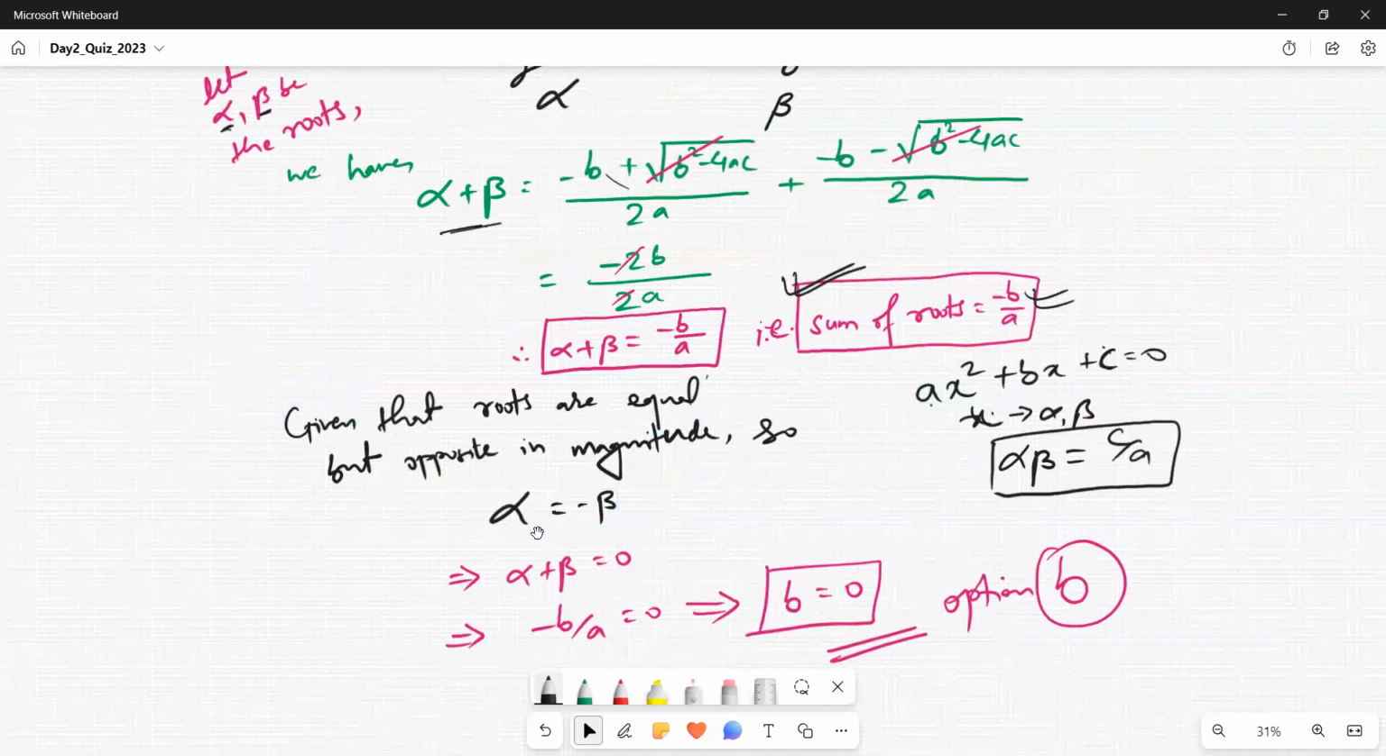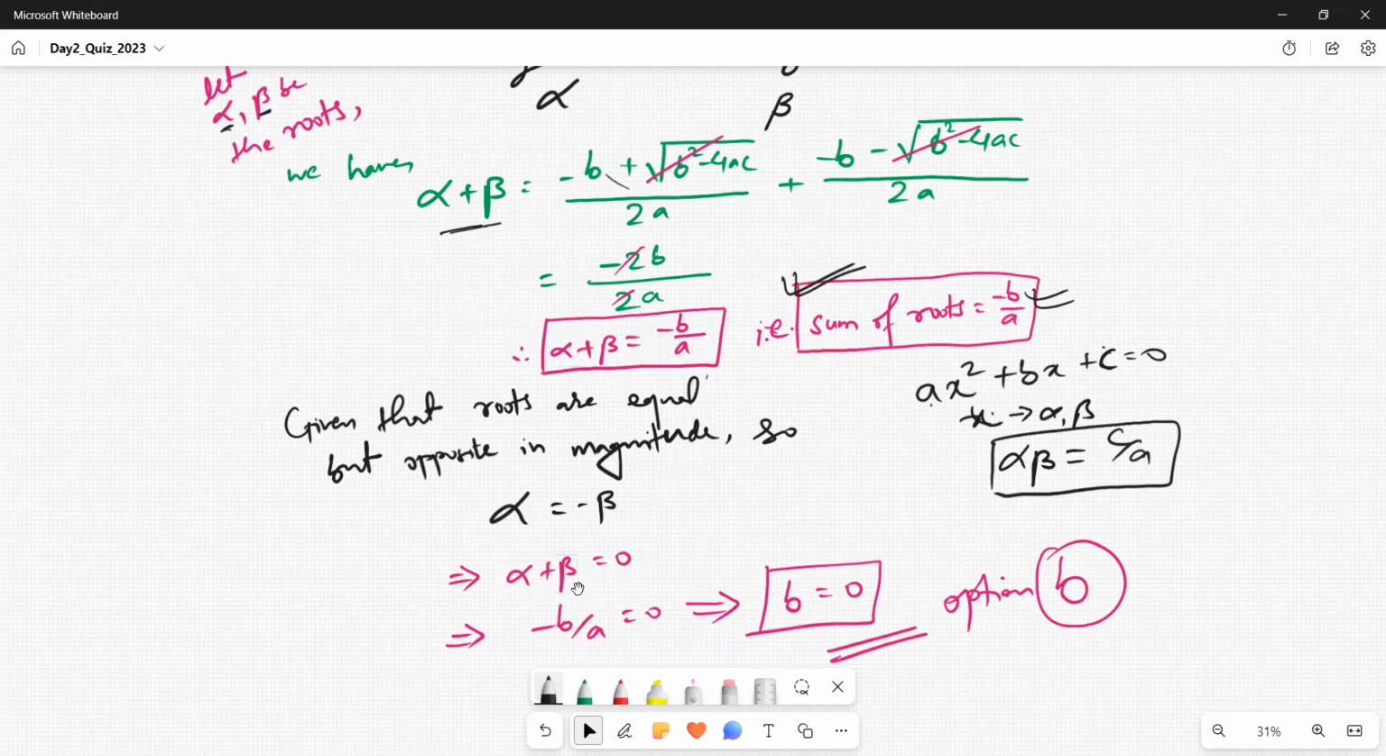And when you transpose minus beta to the left side, what do we get? Alpha plus beta equals 0. And we already have the formula. In the exam, you can directly use it; you don't need to show the derivation. Just for your understanding, I have derived all this. So you have to remember that the sum of roots, that is alpha plus beta, equals minus b by a.